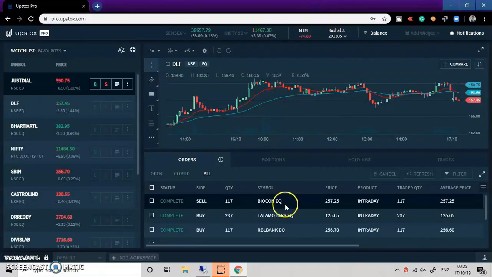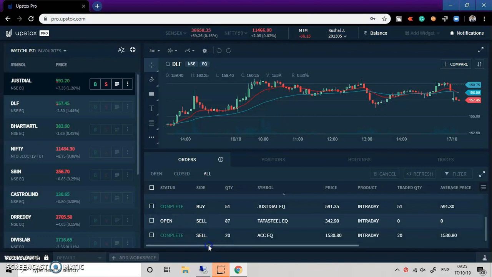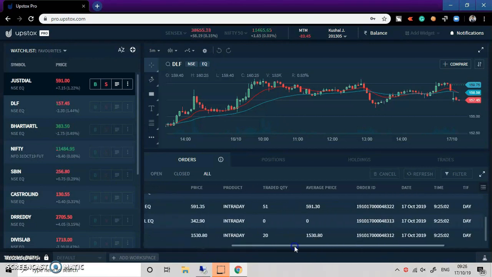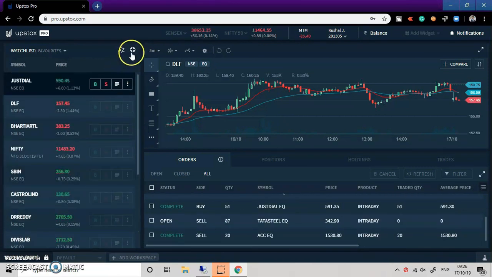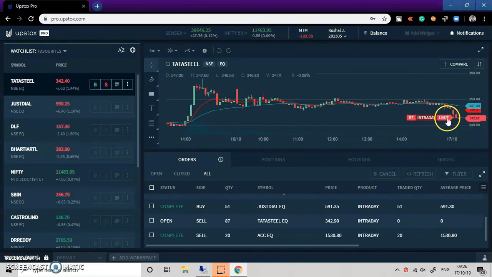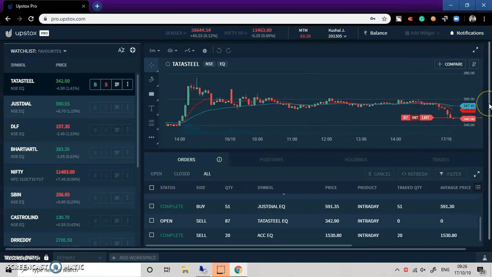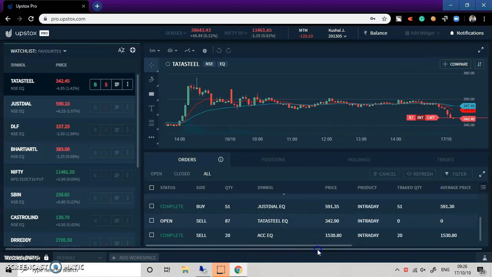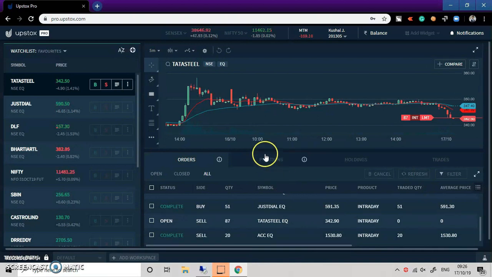So you can see here almost all the stocks got trade complete except Tata Steel. Tata Steel 87 quantity is still open, right? So anyways, you can see here 87 quantity, a limit order is placed at that price. Market has slipped down. When that price would come, again the shares would be bought. Even if it is not bought, I don't mind. I don't want to rush behind the price. I don't want to give away on spread.